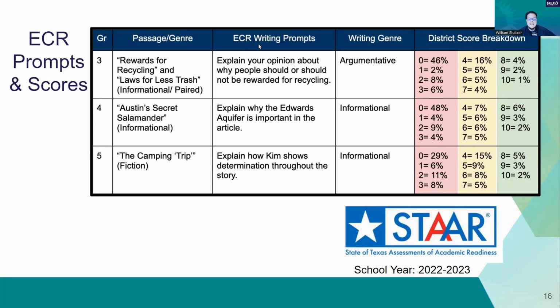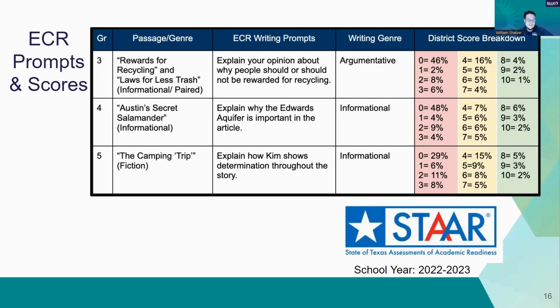In our next column, we have the extended constructed response writing prompts that the students had to respond to. So in third grade, they had to explain their opinion about why people should or should not be rewarded for recycling. And what was the writing genre? Argumentative. So the students in third grade were expected to read a paired passage, and they were expected to write an argumentative response to the writing prompt. In fourth grade, their writing prompt was to explain why the Edwards Aquifer is important in the article, and that mode of writing should have been informational. And in fifth grade, the students were expected to explain how Kim shows determination throughout the story, and their mode of writing was informational as well.